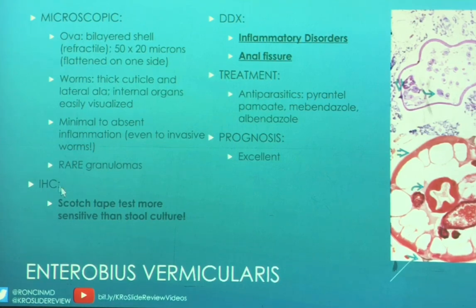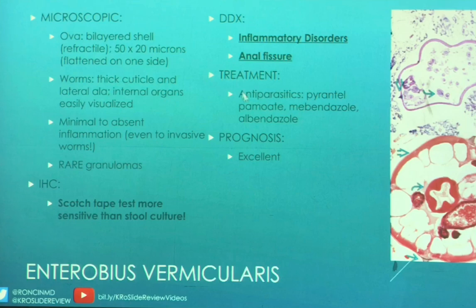Again, we go back to our testing. Your Scotch tape test is far more sensitive than even a stool culture, so that's the best test to do. Your differential includes other inflammatory disorders as well as anal fissures. And again, the anal fissure is related to more like the itching in the perianal area.